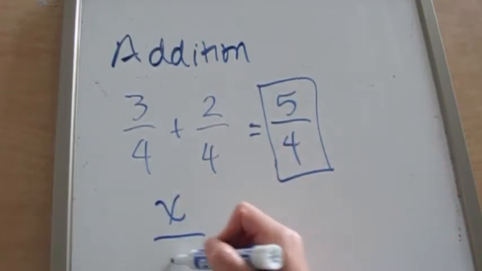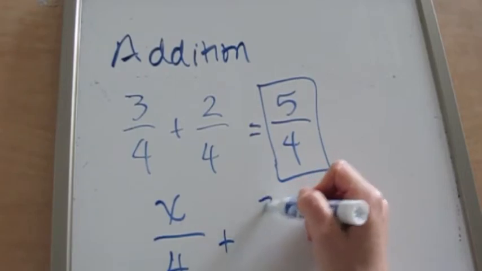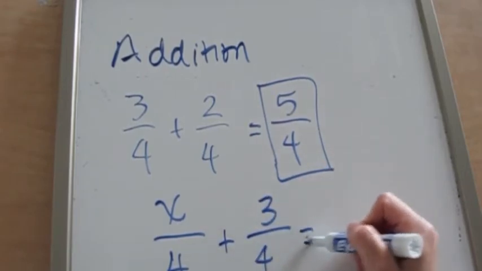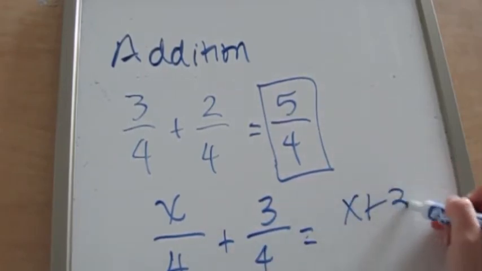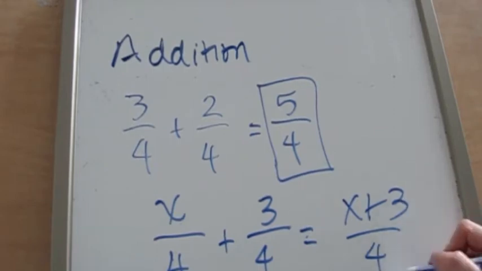Again, common denominators. We have x/4 plus 3/4. Since the denominator is the same, you add the numerators, x plus 3 over 4. They're not like terms. You can't combine them, and it's reduced because you can't factor anything out.